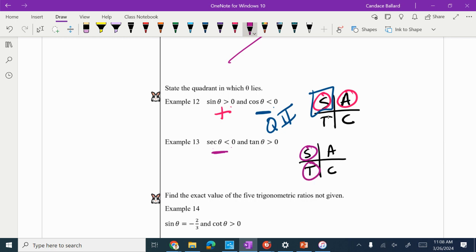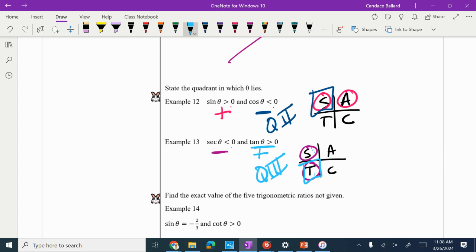Good, because you got to think, okay, that's the reciprocal of cosine, right? And cosine's positive here. So where is cosine negative or secant negative? It has to be these 2, because everybody's positive in quadrant 1, right? Now I'm going to look at the next piece of information. It says tangent is greater than 0. What does that mean about tangent? Positive. So out of these 2 quadrants that are left, which one is tangent positive in? 3. So I know that my answer here is quadrant 3.